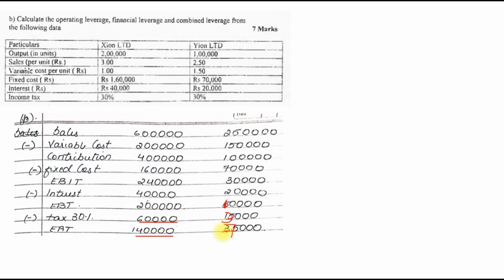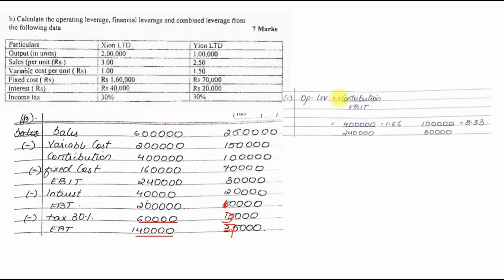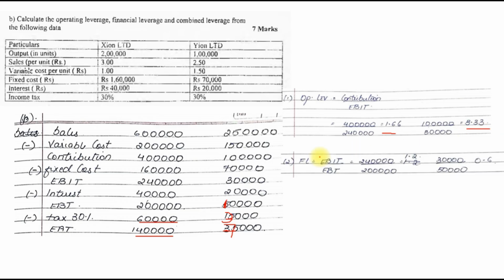Okay, once we have got these values, now we can substitute into the formula. First is operating leverage, which is contribution, which is 4 lakh and 1 lakh, upon EBIT, which is 2 lakh 40 and 30,000. So we divide, we get the values 1.16 and 3.33. Next is financial leverage, which is EBIT upon EBT. So that's 2 lakh 40 upon 2 lakhs, which comes to 1.2, and here it will become 30,000 divided by 10,000, which comes to 3.